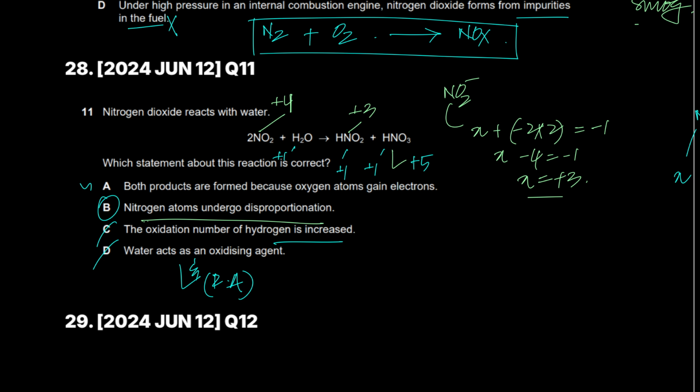But as a teacher, it's my job to explain every single option to you. It says both products are formed because oxygen gains electrons. Now you might say, hey sir, it doesn't, but you can't make me visualize it. Why doesn't it do it? You don't have the explanation for it. You might intrinsically know that it doesn't, but you can't explain it to me. I'll explain it to you.